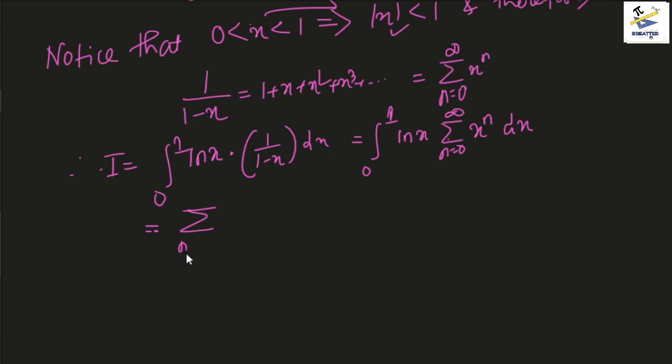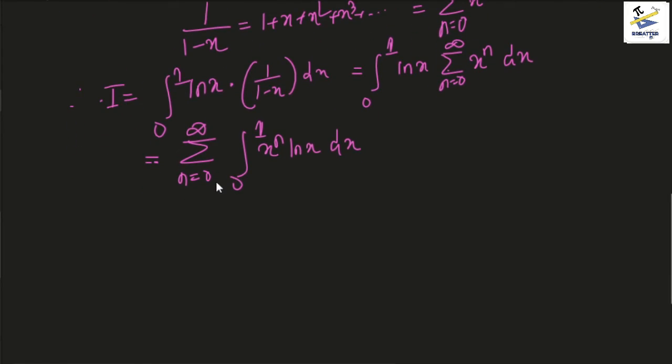And when we do so, what we get is the sum from n equals 0 to infinity of the integral from 0 to 1 of x to the power n into ln of x dx, right? So now what it comes down to is evaluating this following integral, which also can be evaluated in two ways. I can see two ways to evaluate this. So let me show you at least one right now. So let t equal the integral from 0 to 1 of x to the power n into ln x dx.